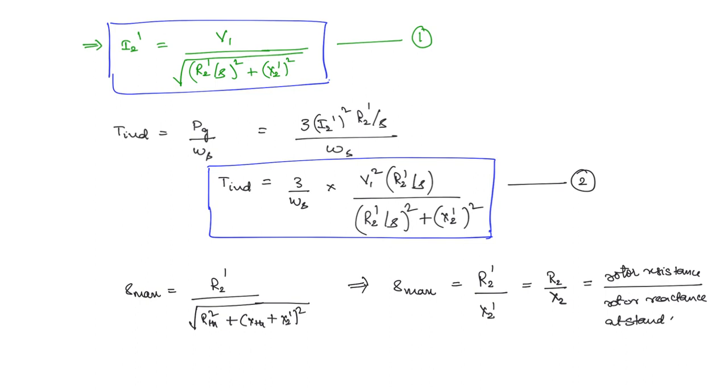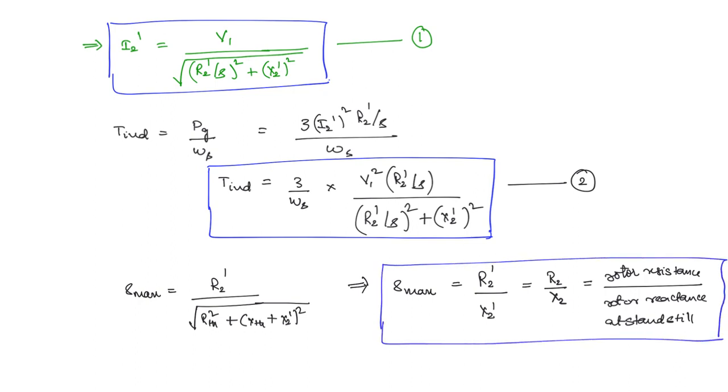Standstill, in the sense when it is in the locked rotor position, then S is equal to 1 and the reactance will be X2, right? So S max will be equal to the ratio of rotor resistance divided by the rotor reactance at standstill. This is the approximate value of slip at which the maximum torque will occur. Okay, so this is the third equation.